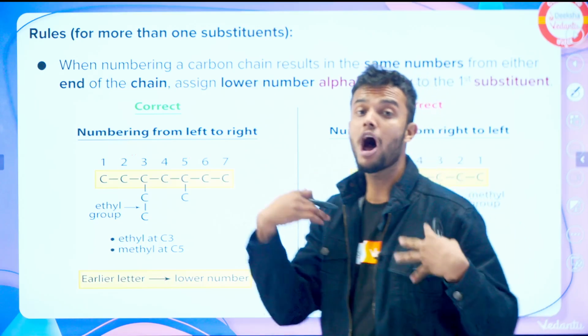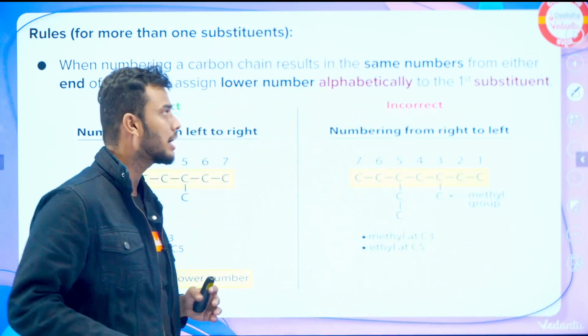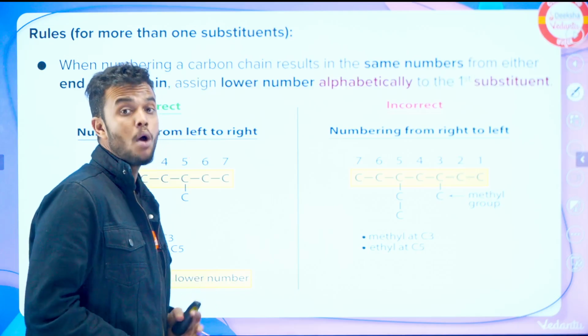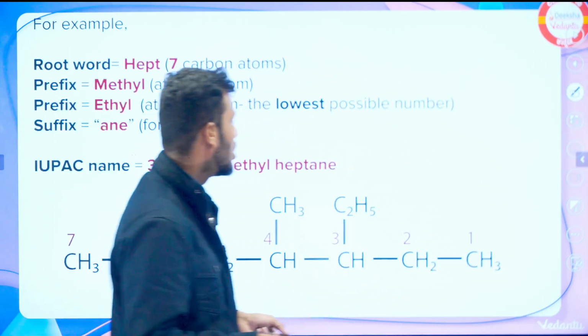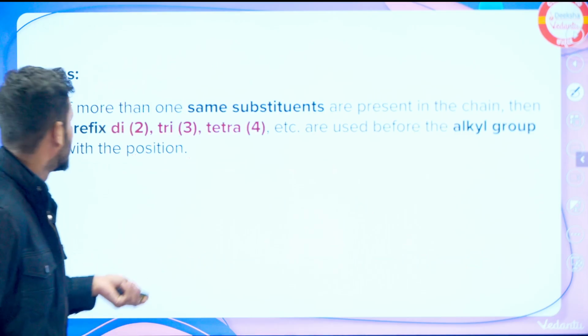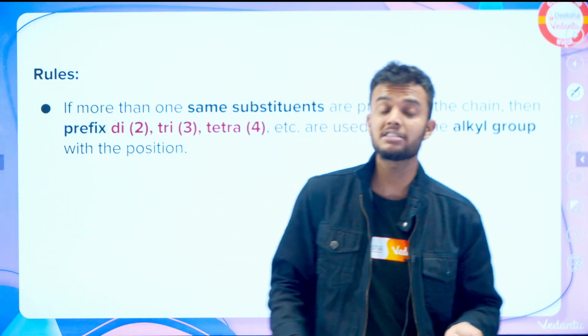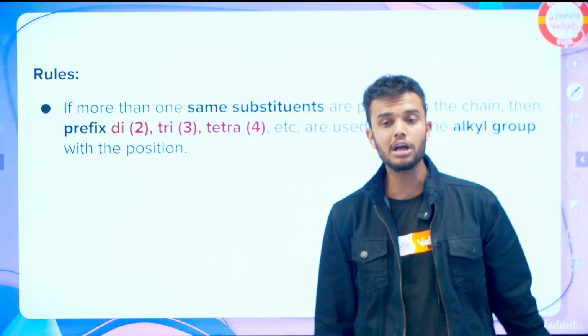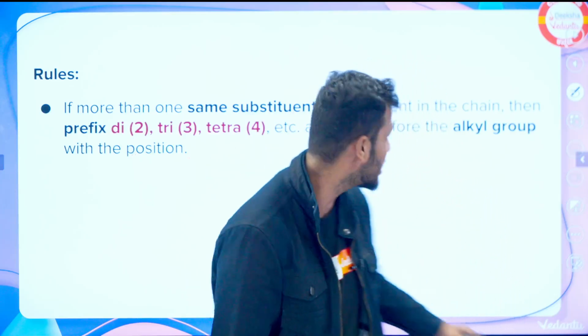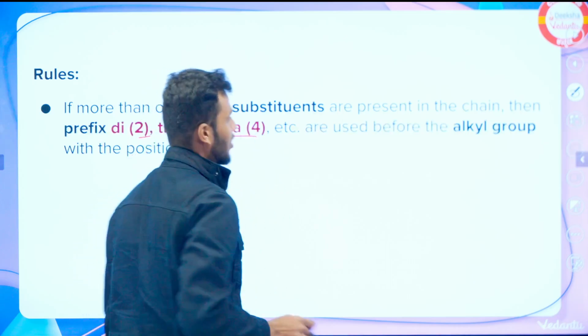And if we have 2 or more substituents, we go through the alphabetical order. Which substituent comes first? Very simple. Okay, students, this is about the rules. Last rule, students, if it contains 2 or more of the same substituents, we use di, tri, tetra. Okay, very simple.